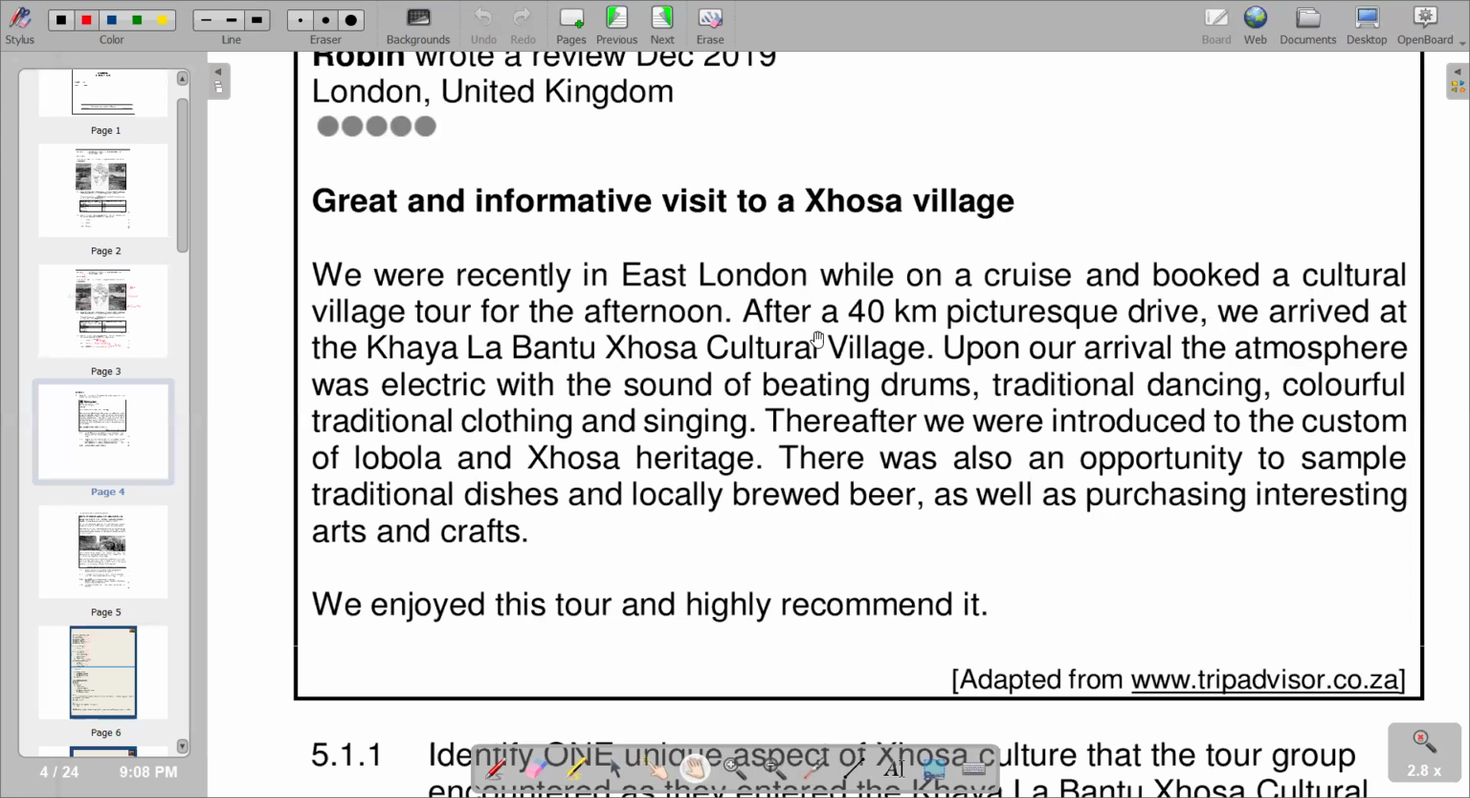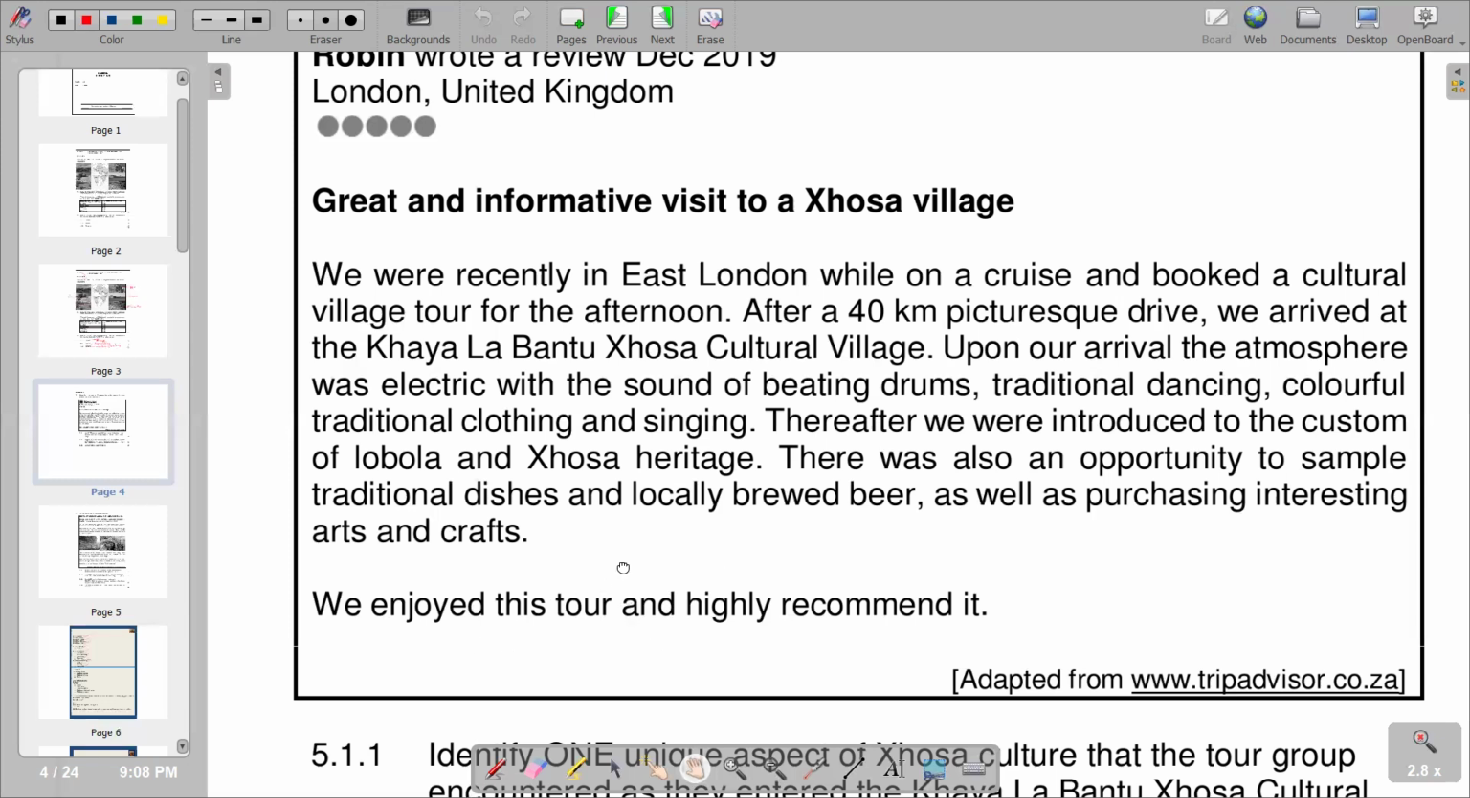We were recently in East London while on a cruise and booked a cultural village tour for the afternoon. After a 40-kilometre picturesque drive, we arrived at the Kaya Lendaba Xhosa cultural village. Upon our arrival, the atmosphere was electric with the sound of beating drums, traditional dancing, colourful traditional clothing, and singing. Thereafter, we were introduced to the custom of lobola and Xhosa heritage. There was also an opportunity to sample traditional dishes and locally brewed beer, as well as purchase interesting arts and crafts. We enjoyed this tour and highly recommend it.